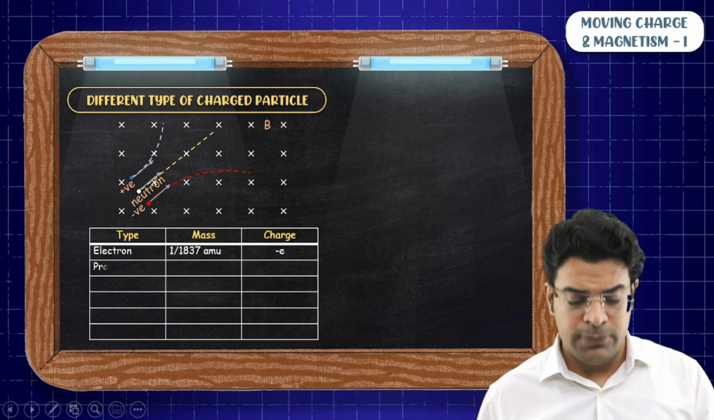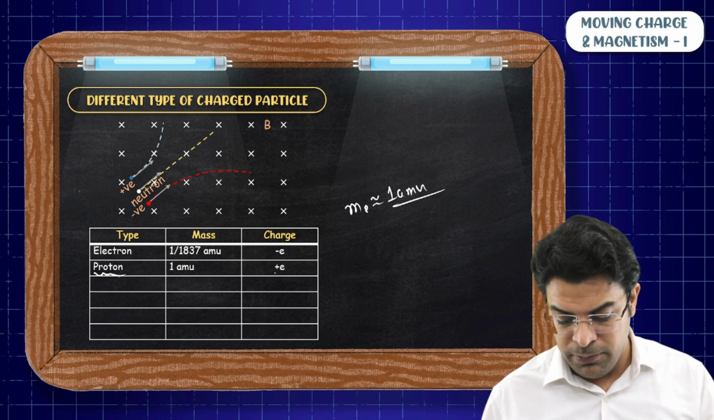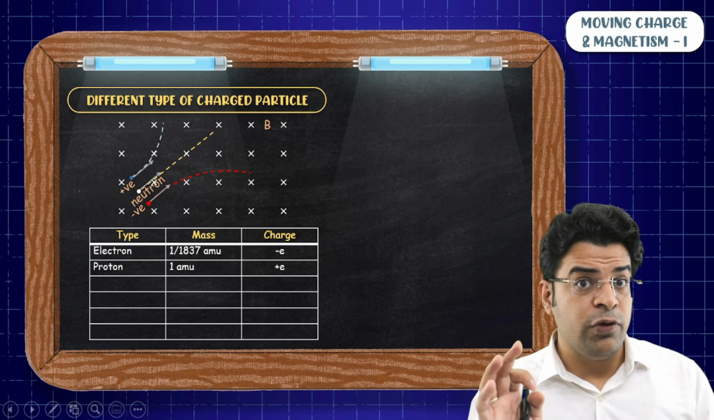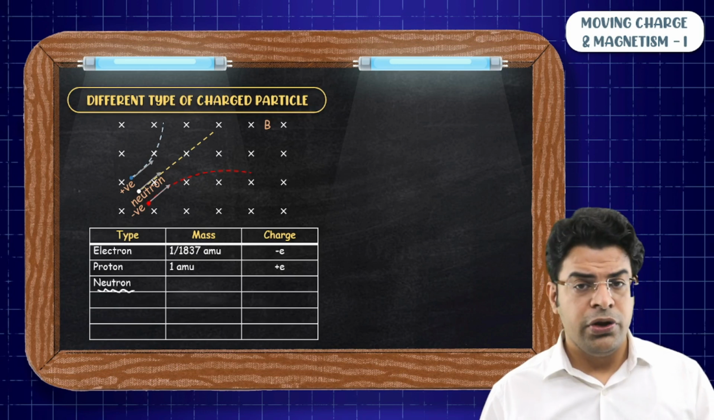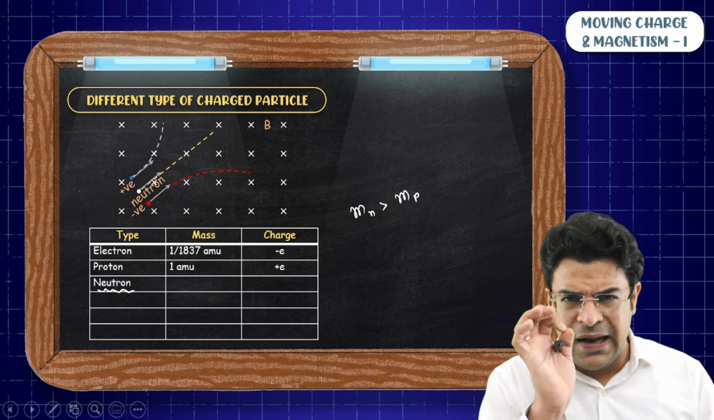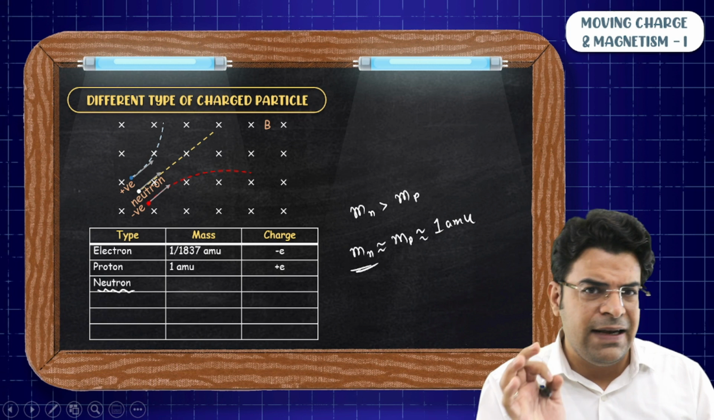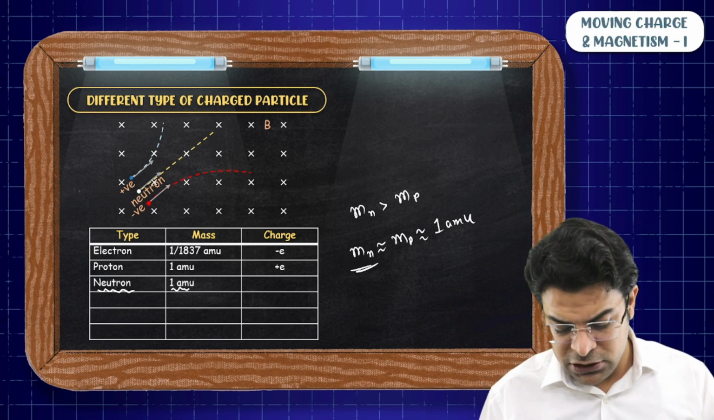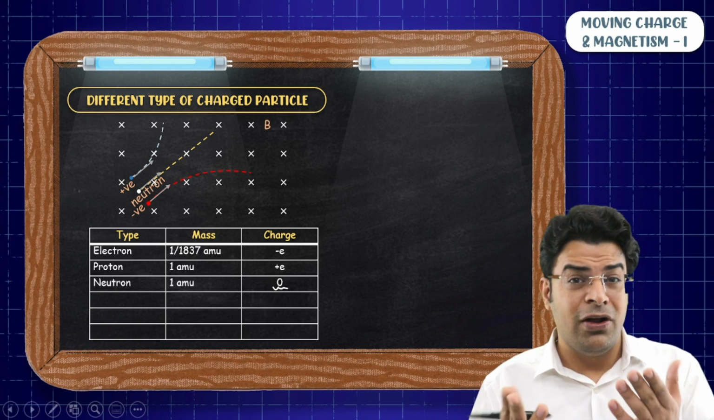Now let's talk about the next particle. Then we have the proton. The mass of a proton is nearly equal to 1 AMU, and the charge on a proton is plus e, the same magnitude as that of an electron but positive. So plus 1.6 into 10 raised to the power of minus 19 coulomb. Then we have our neutron. The mass of a neutron is actually slightly greater than the mass of a proton, but it is nearly equal to it and can also be said to be 1 AMU. Do remember that a neutron is slightly heavier than a proton. So the mass of a neutron is nearly 1 AMU, and the charge on a neutron is 0. It's neutron, neutral, zero charge.